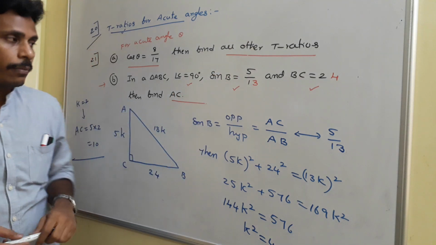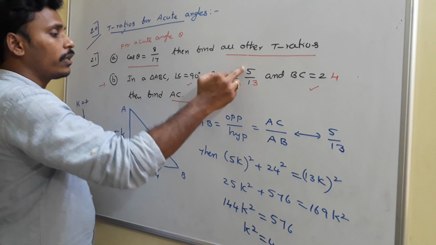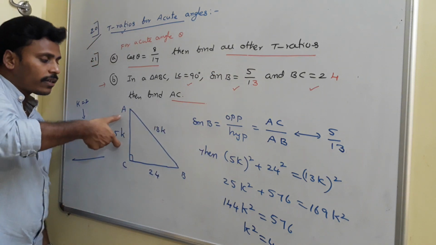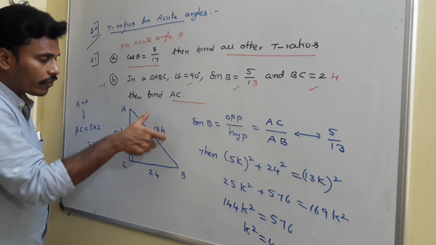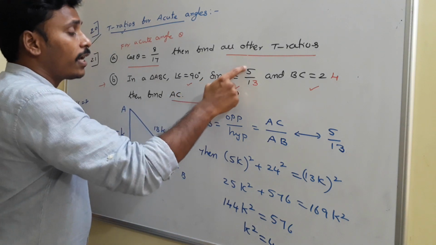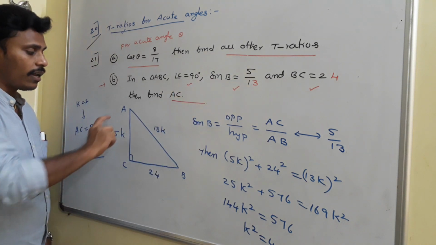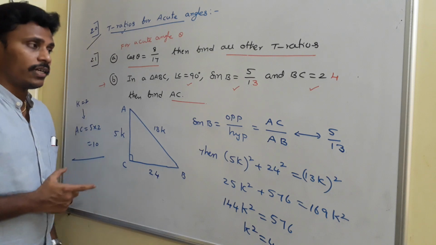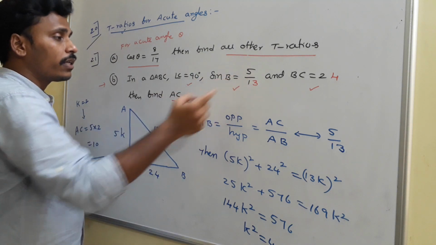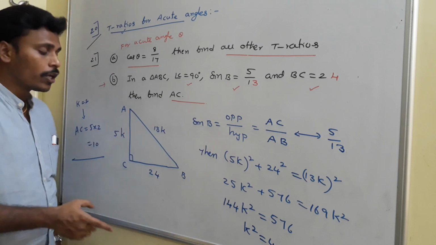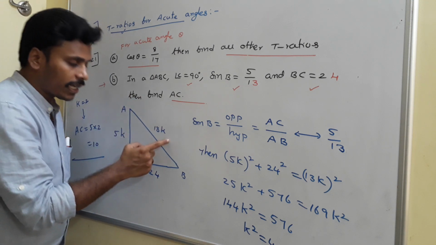Many of you commit a mistake: since sine B is 5 by 13, and we know that sine B is opposite by hypotenuse, they treat this length as 5 units and this length as 13 units. But mentioning sine B as 5 by 13 won't give us the lengths of the sides. It just gives us the ratio between the sides. So sine B equal to 5 by 13 means the ratio between these two sides is just 5 by 13. So let it be 5K and take the other as 13K.